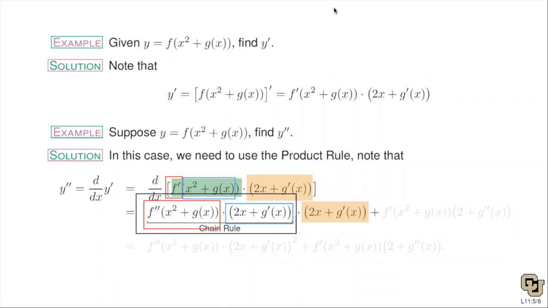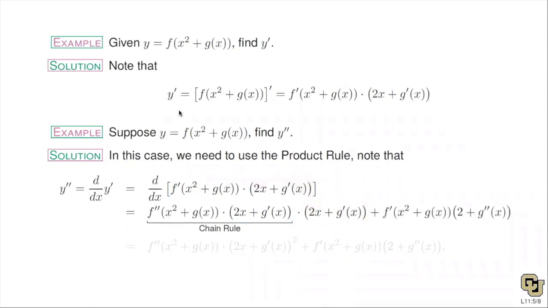Plus, now I'm going to continue with my product rule. Plus, I copy down the first function. So the first function is just f prime of x squared plus g of x times the derivative of the second function. So here, I'm taking the derivative of 2x plus g prime of x. The derivative of 2x is just 2 times 1, or 2. The derivative of g prime, because I don't know what g is, is just g double prime. So that huge mess is our product rule.